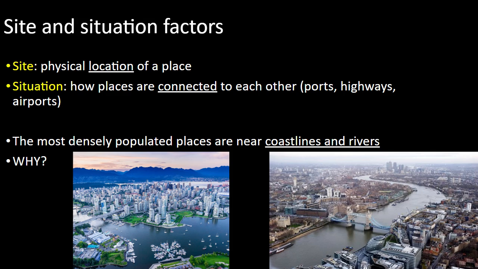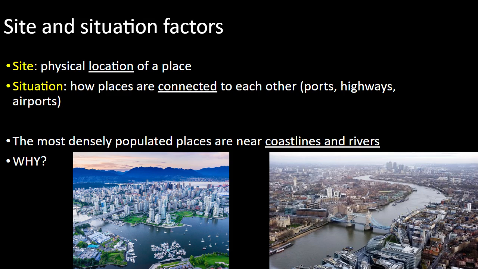All right, so if site is the location of a place, now notice I underline these words. Just think of them as synonyms. Site is the location. Situation is how places are connected. You can be connected in lots of ways with ports, highways, airports, and the internet. Places are connected in more ways today than ever before because of the internet. You have markets and resources and manufacturing abilities that are connected thanks to the internet. We're making contact with each other.